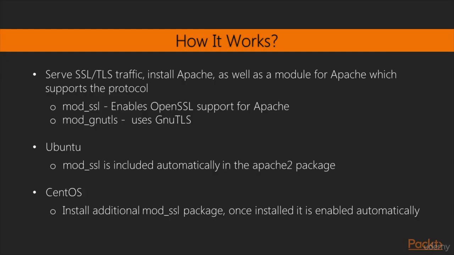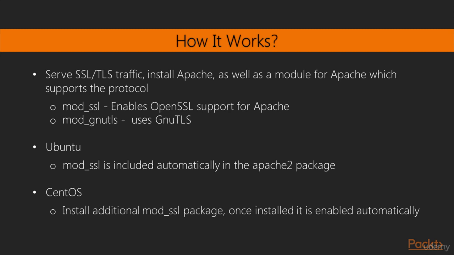Let's see how it works. In order to serve SSL or TLS traffic, you need to have Apache installed, as well as a module for Apache which supports the protocol. In this case, we're using mod_ssl, which enables OpenSSL support for Apache. Another option would be to use mod_gnutls, which uses GnuTLS. In the Ubuntu case, mod_ssl is included automatically in the apache2 package. You just need to enable it using a2enmod, Apache 2 enable module, and a2enconf, Apache 2 enable configuration.